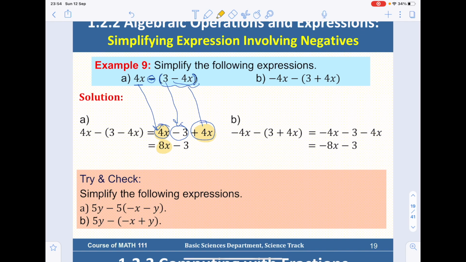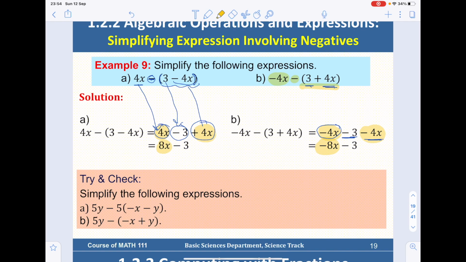For this one, same thing. I have negative 4x, then I have a negative, then parentheses. So I just have to distribute the negative value to all the terms inside the parentheses, which means I will change the sign of the terms inside the parentheses. So negative 4x, then 3 turns to negative 3, and 4x turns to negative 4x. Now I add the similar values together. Negative 4x with negative 4x equals negative 8x, and I put negative 3 as it is.